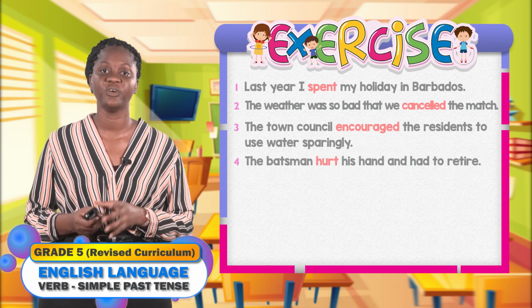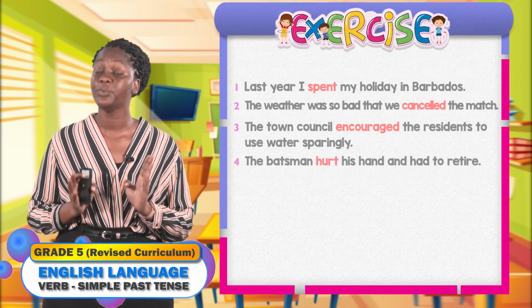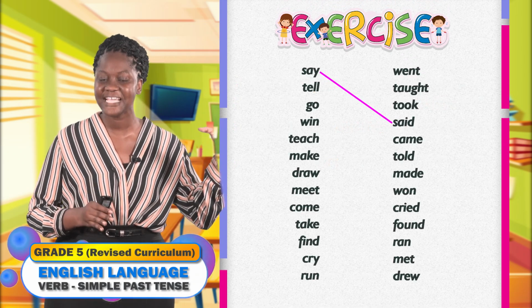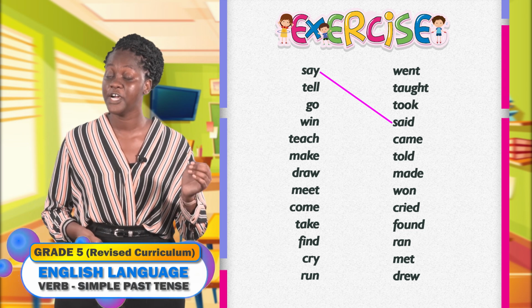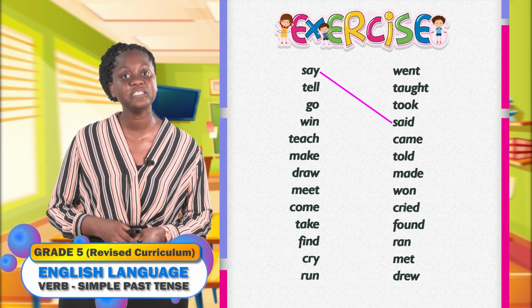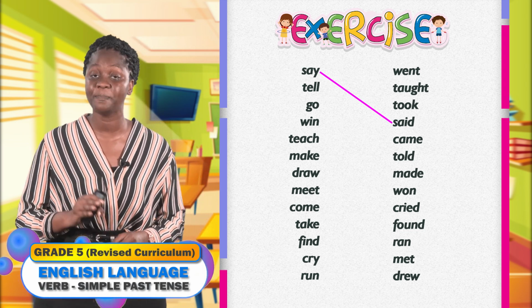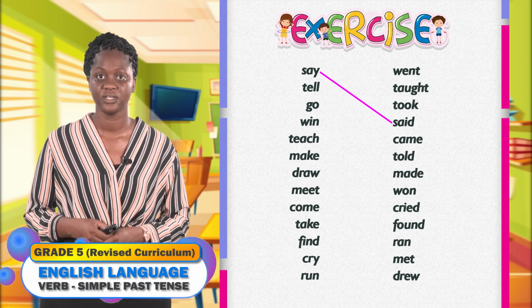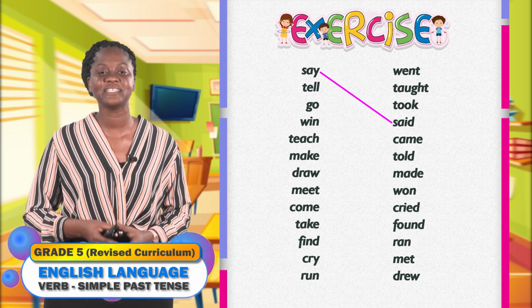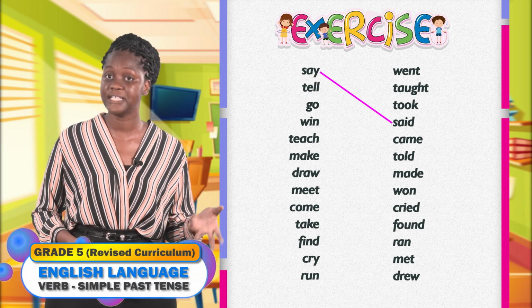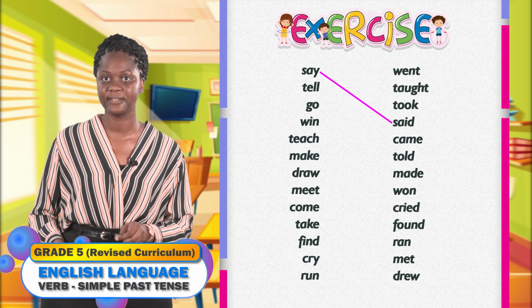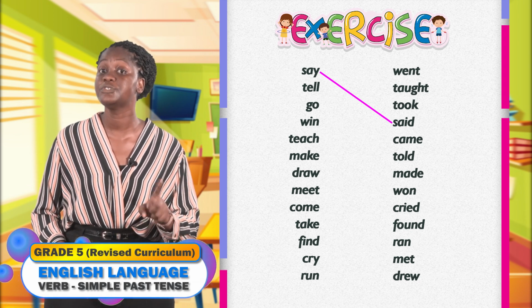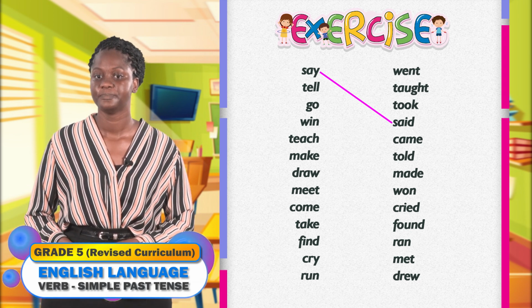So let's try another exercise where we will match present tense with past tense. We have verbs on the left that need to be matched with their correct past tense on the right. Let's say, for example, the verb say would be matched with its past tense said. I'll leave you to do the others.